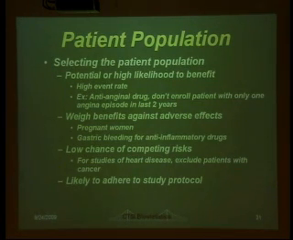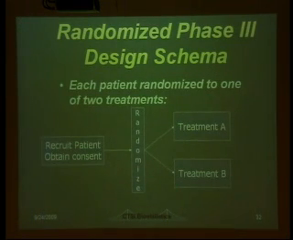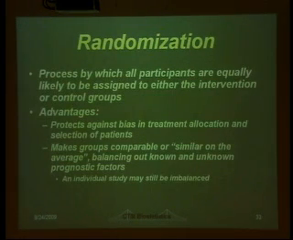And ideally, you'd like patients that are going to adhere to the study protocol, participate in all the follow-up visits and take all the pills and all that stuff, but that's not always that easy to predict. So here's the basic randomized phase 3 design schema. You recruit your patients, you get consent, you randomize the patients to either treatment A or treatment B, and then they continue to follow that. Unfortunately, it's not always that easy.